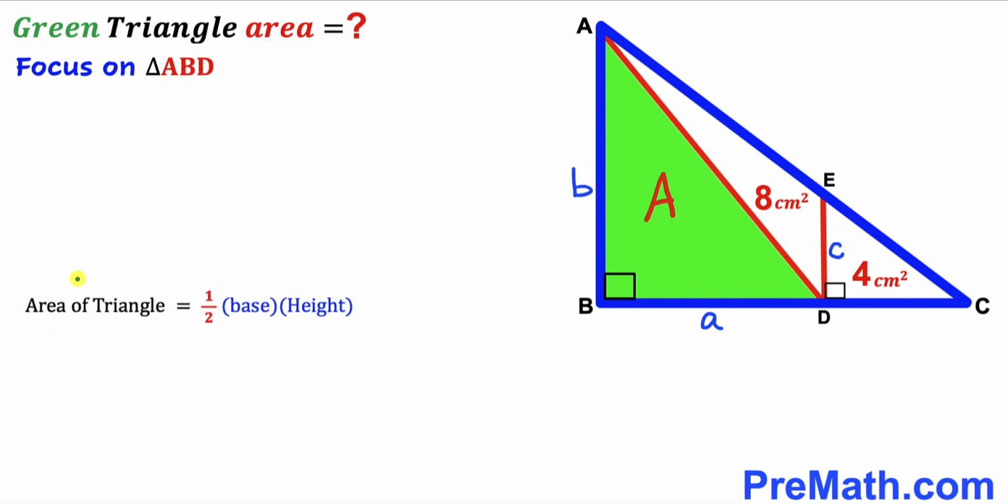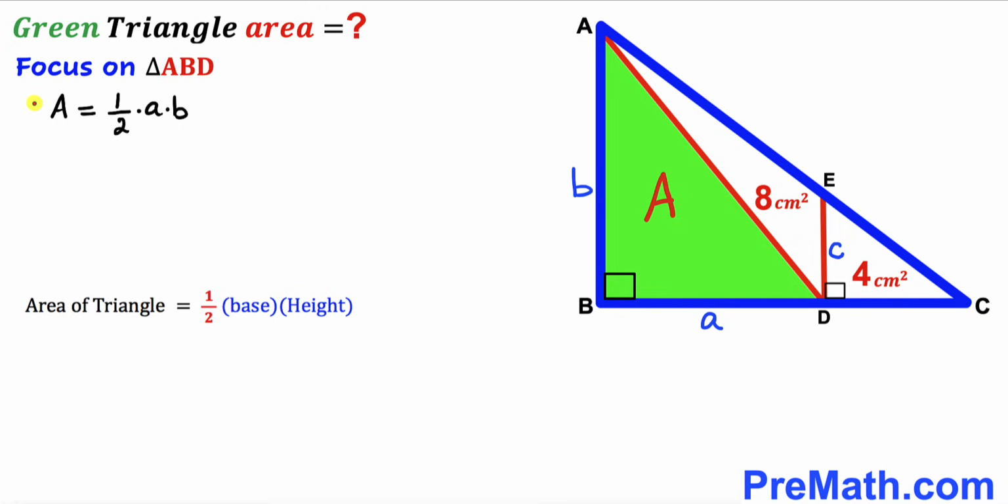Let's recall the area of a triangle formula. Area is always equal to a half times base times height of the triangle. In our case, the base of this green shaded triangle is lowercase a, the height is lowercase b, and the area has been given to us as uppercase A. Let's fill in the blanks in this formula. So we have area A equal to a half times a times b.